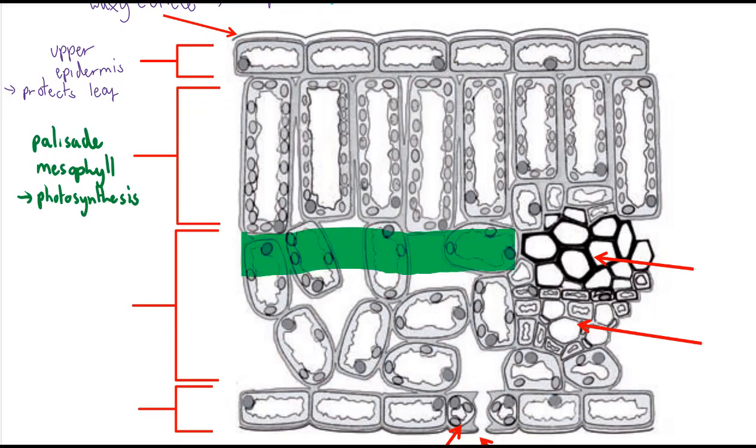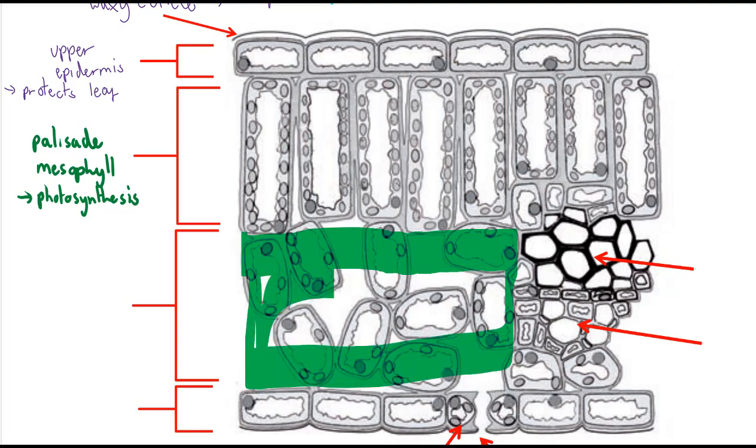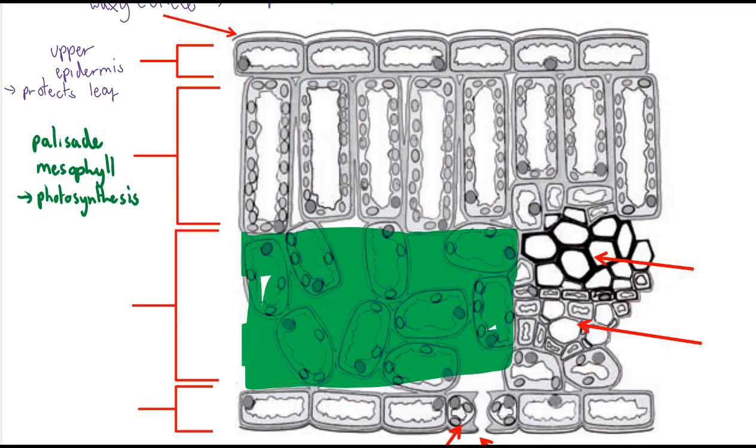The next layer that we come to is this layer. This layer contains loosely packed cells, and this is the spongy mesophyll layer, and its main job is gas exchange, and later on we'll talk about how it's adapted for gas exchange.